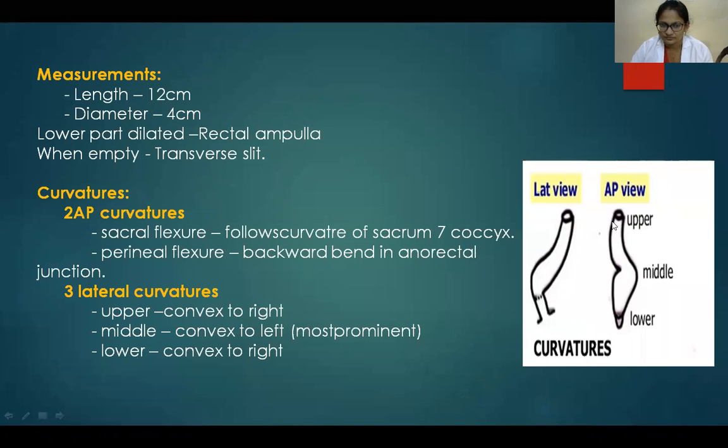The upper and lower curvatures have their convexity towards the right side, whereas the middle curvature has its convexity towards the left side. So, seen from the left side view, the most prominent one is the middle part of the rectum. These are the curvatures of the rectum.